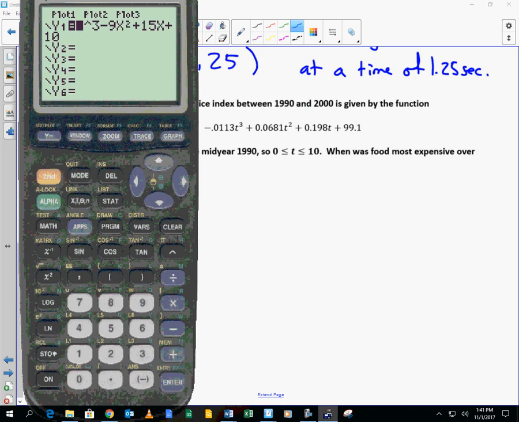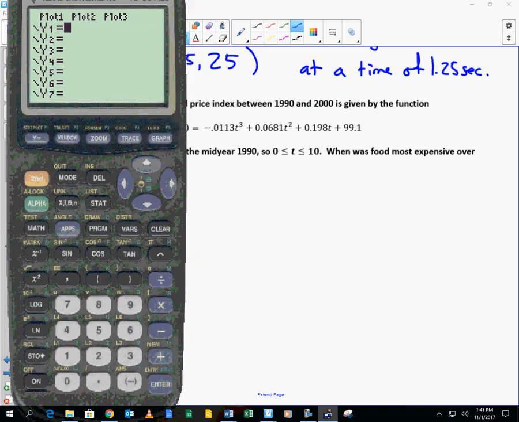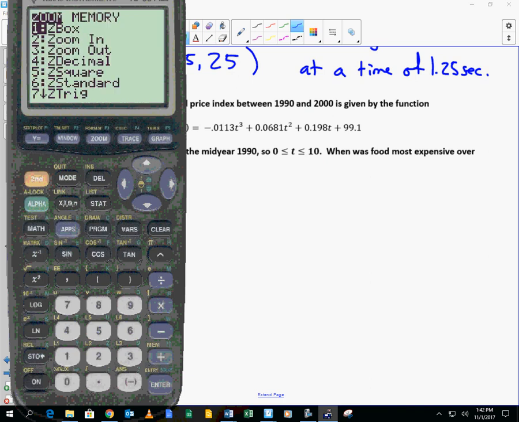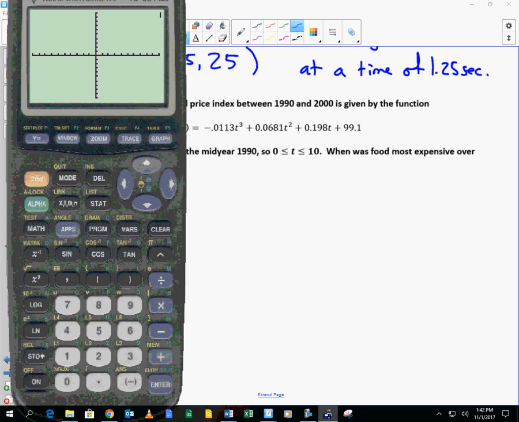So let's go into y equals and let's type that in. You don't have to type it in, you can watch me do it. Negative 0.0113 t cubed plus 0.0681 t squared plus 0.198 t plus 99.1. Zoom standard. And here is my graph. What do you think? Why can't I see the graph?